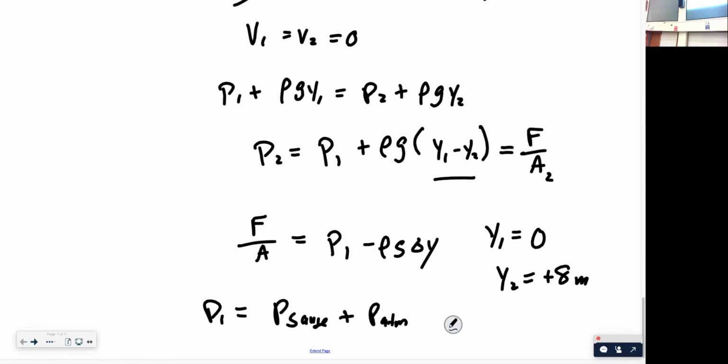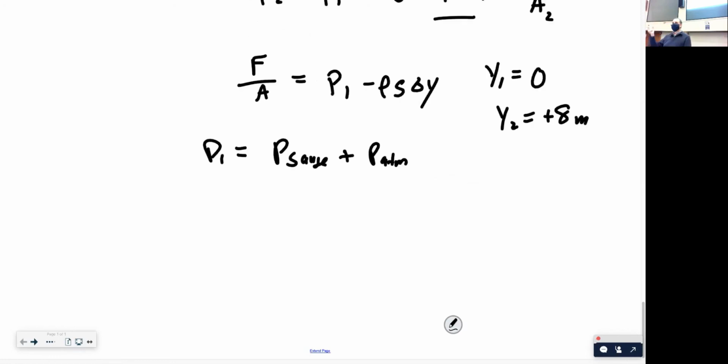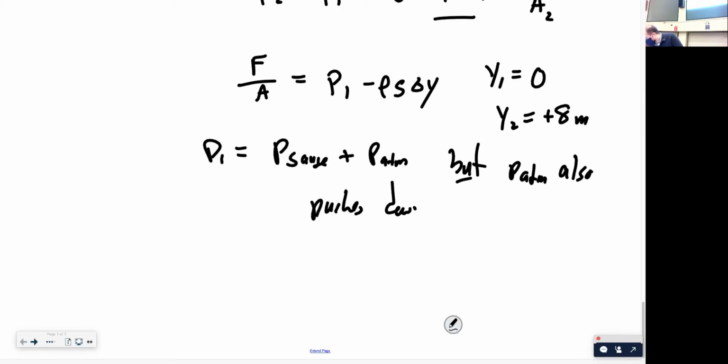And so again, we could perform this experiment in a vacuum. We could perform this experiment in some high pressure chamber. It will work exactly the same because those two things are being pointed in both directions. We can ignore it. So the total force is going to be independent of that atmospheric pressure. But P atmosphere also pushes down from above, and so you can ignore it.